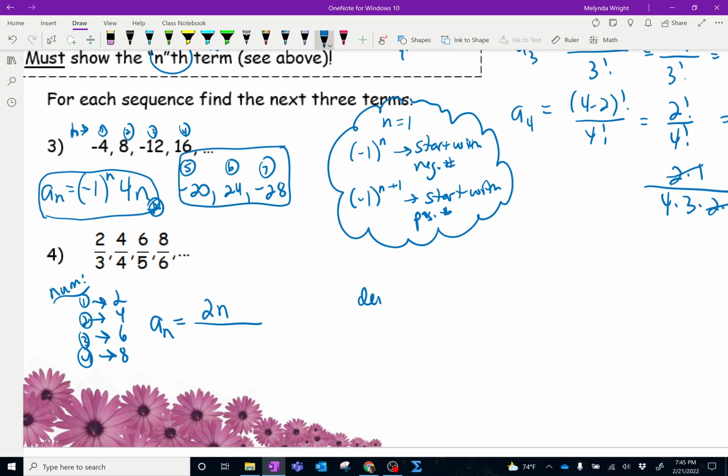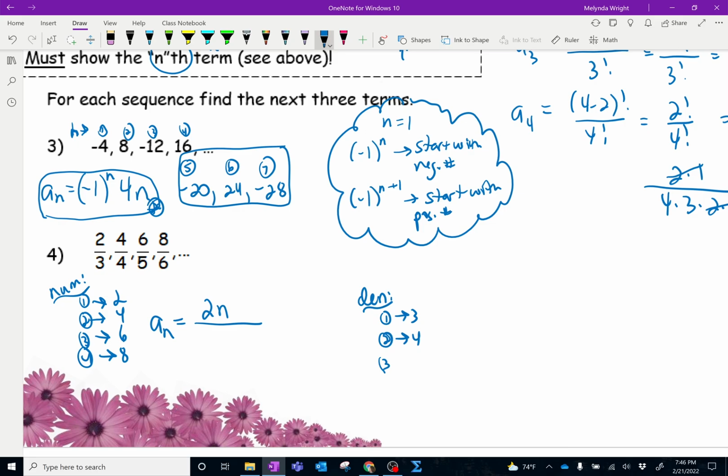And so our first term is a 3. Our second term is a 4. Our third term is a 5. And our fourth term is a 6. Okay, let's see. So using a 1, I get a 3. Using a 2, I get a 4.